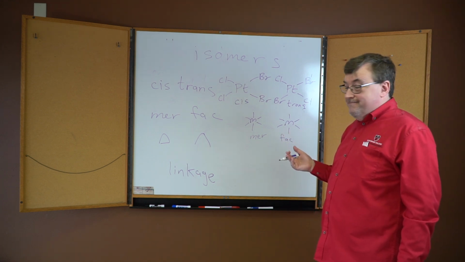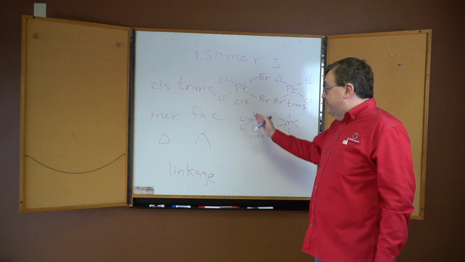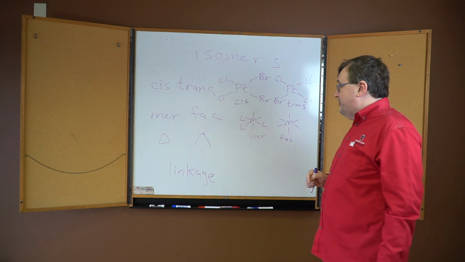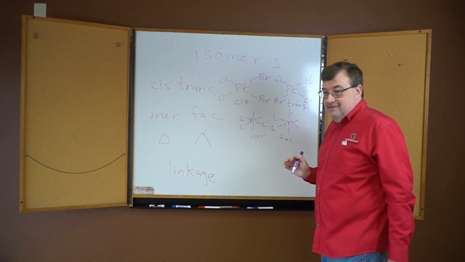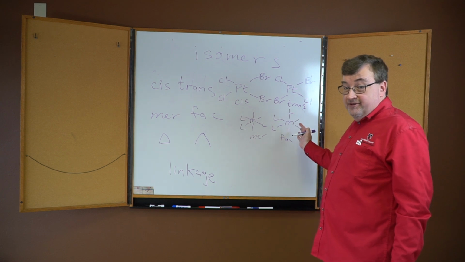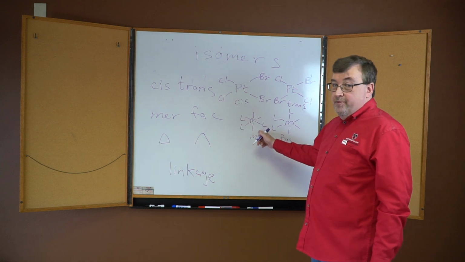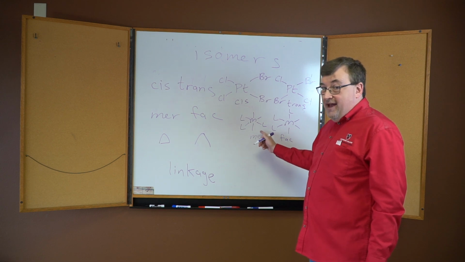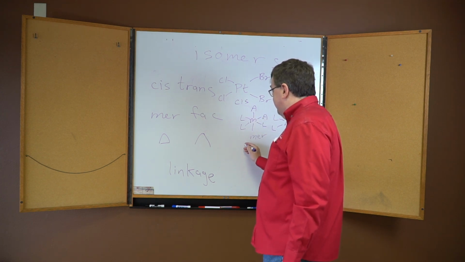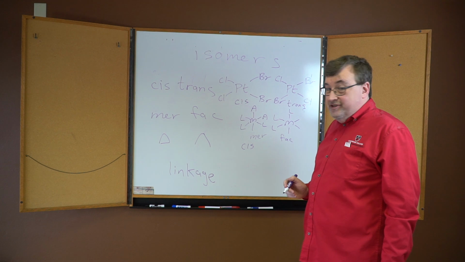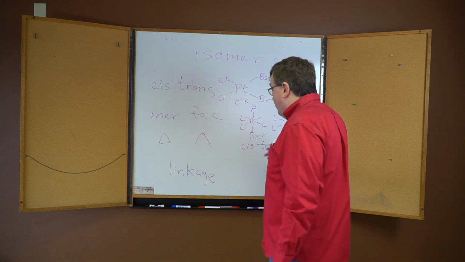Meridional, facial. So if we have three of the same ligand, and if they're all in the same plane, or a meridian, that's the meridional isomer. Facial is if they're all in the same face. Now with meridional, it's also possible if you have a second ligand. You can have that cis or trans.